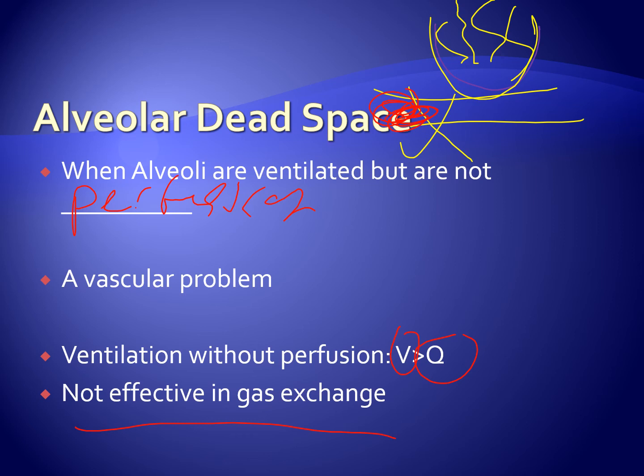So usually this is a vascular problem. What if they're vasoconstricted, right? What if they got hypoxic pulmonary vasoconstriction? So when you're hypoxic, you'll vasoconstrict in your lungs, right?